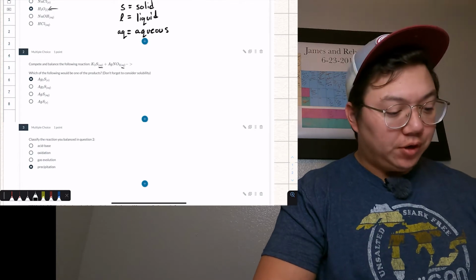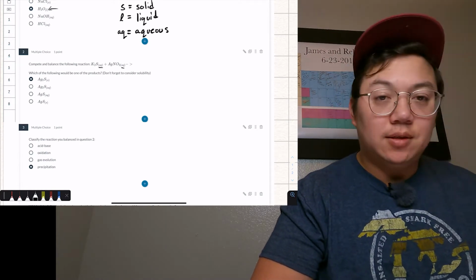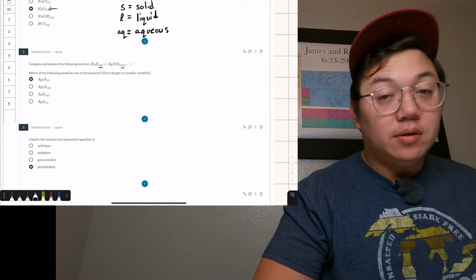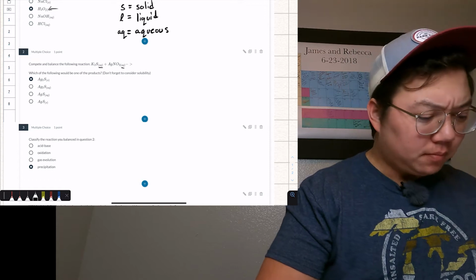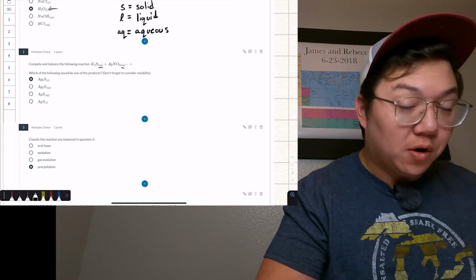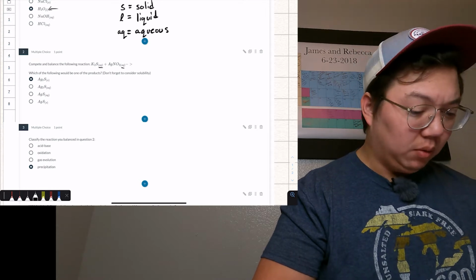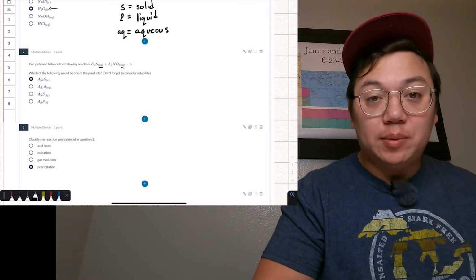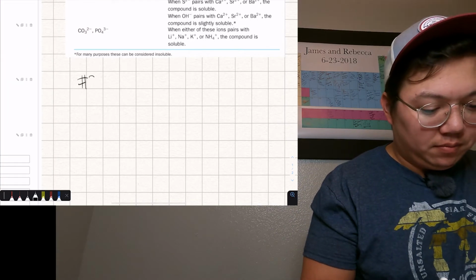So now for number 2, we're going to complete and balance the following reaction. So we have potassium sulfide and we have silver nitrate. So we need to predict what these products are going to be. And then it says, which of the following would be one of the products? Don't forget to consider solubility, which is a big hint that we'll probably have something that is insoluble. So this is number 2.